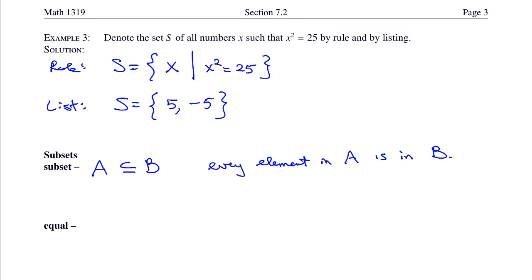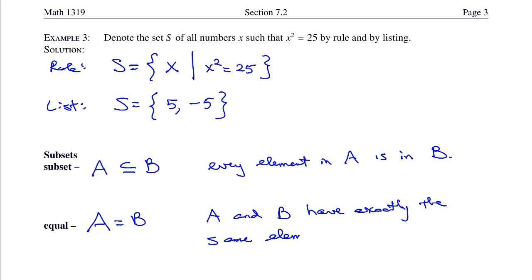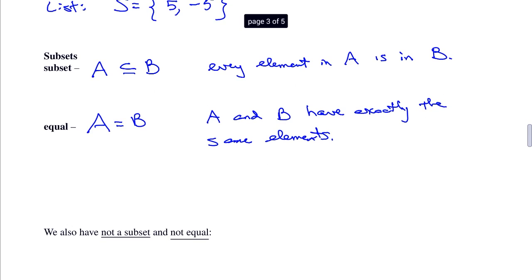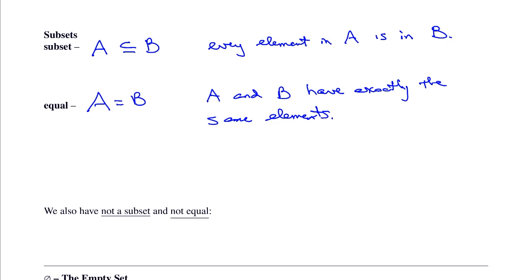Okay. Two sets are equal. The notation is the obvious notation here. A is equal to B. And that means that A and B have exactly the same elements. And then, of course, we have not a subset. How would you form not a subset? Yeah, take your subset symbol, put a line through it, and not equal, of course. So A is not equal to B. So you could have that as well.